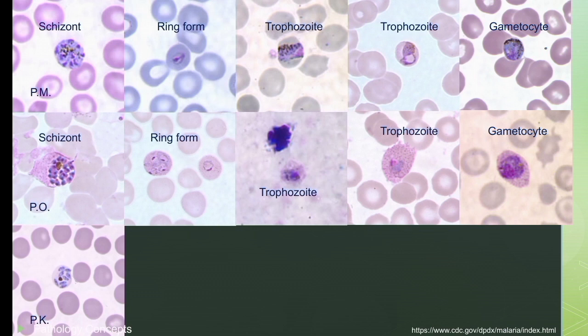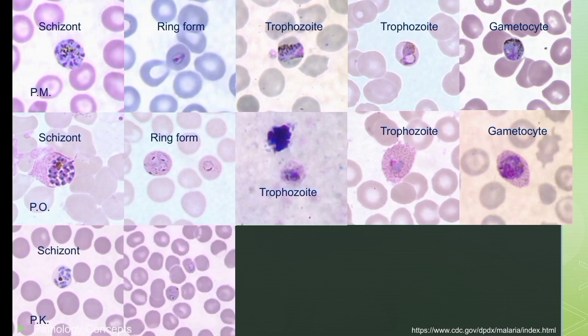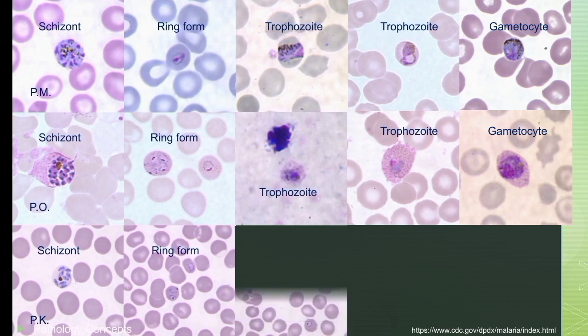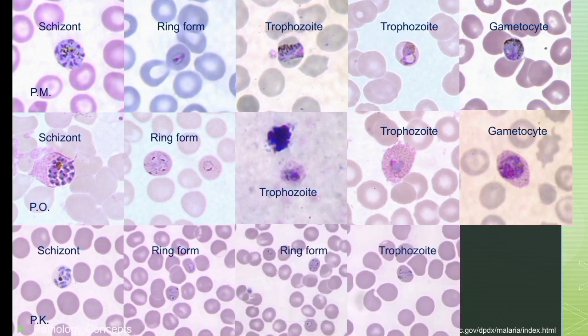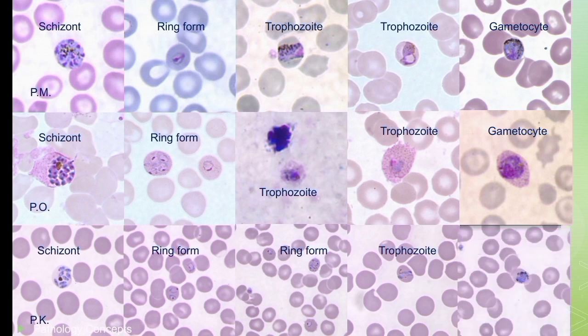Plasmodium knowlesi schizont form. Ring form. Ring form. Trophozoite. And gametocyte.